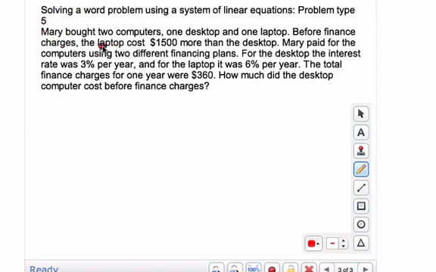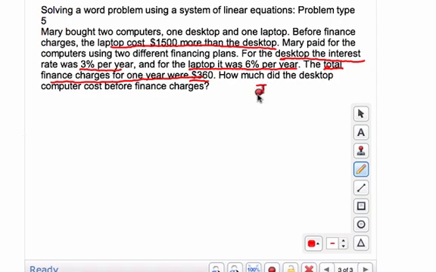Okay. So the laptop costs $1,500 more than the desktop, and Mary paid for the computers using 2 different financing plans. So for the desktop, the interest is 3%. The laptop, the interest is 6% per year. It says the total finance charge in 1 year is $360. That's the total finance charge for 1 year. How much did the desktop computer cost before finance charges?